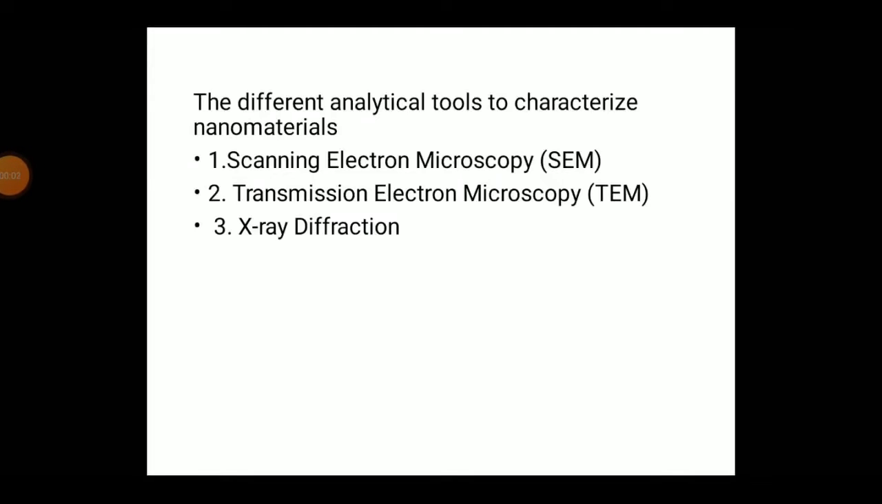Next, you have characterization of nanomaterials, that is explanation or description of various features of your nanoparticles. So the different analytical tools to characterize the nanomaterials are SEM, that is scanning electron microscopy, TEM, that is transmission electron microscopy, and third one is X-ray diffraction. So these are the three analytical tools to characterize or to describe the features of your nanomaterials.